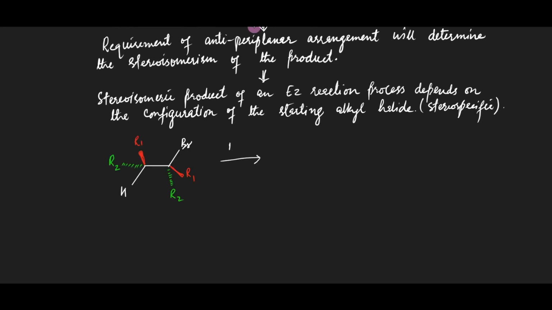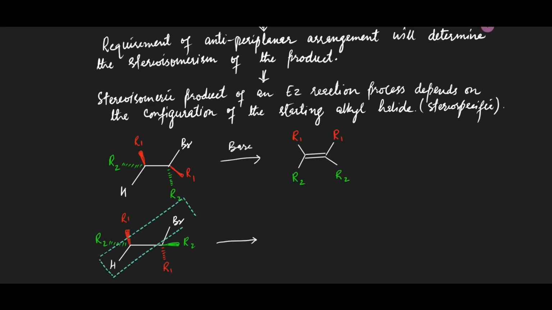Thus, this alkyl halide has required anti-arrangement of H and Br. Red-colored R1 on both carbons are on solid wedge, meaning they are on same side, and green-colored R2 on both carbons are on dash, meaning on the same side. Thus, elimination gives cis-alkene. Similarly, in this second example, H and Br has required anti-arrangement for E2 elimination. Red-colored R1 on both carbons is opposite, so are the green-colored R2 on both carbons. Thus, elimination gives trans-alkene.